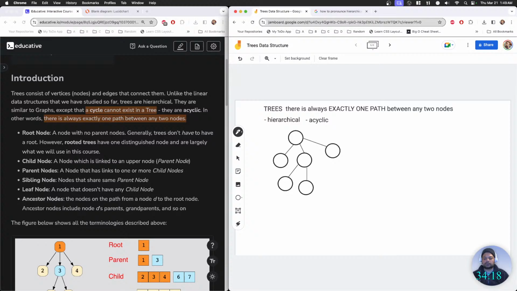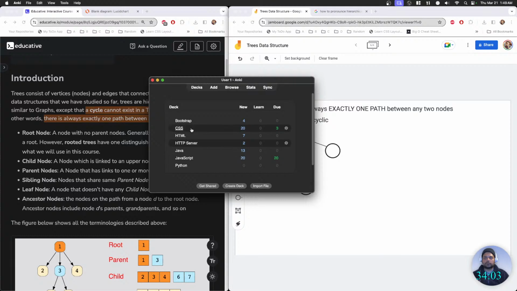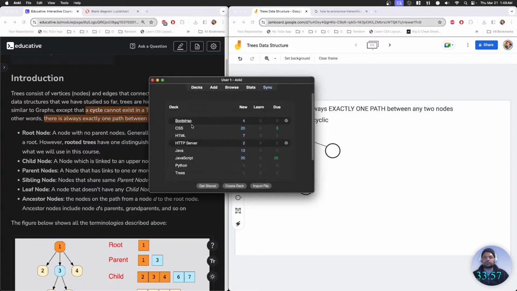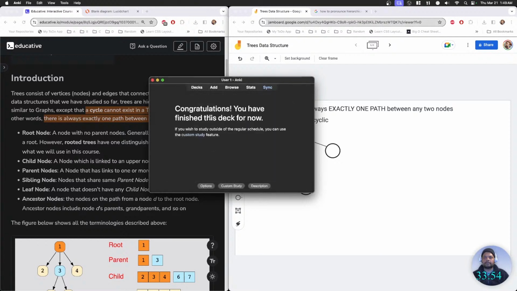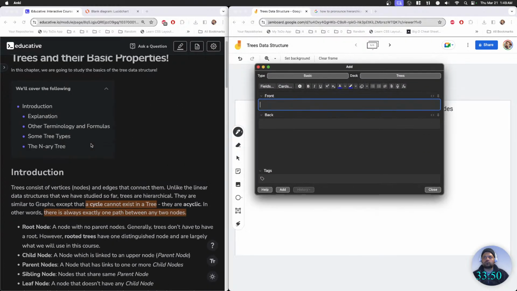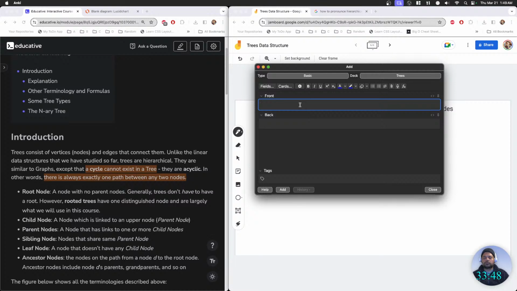Enki. Enki was his name. Where you at, buddy? Enki, where you at? Here we go, Enki's here. We got it. Create a deck. Trees, right? Trees. Add.